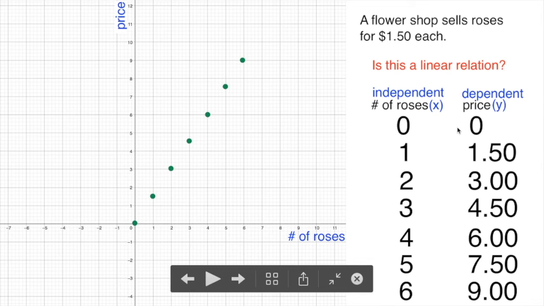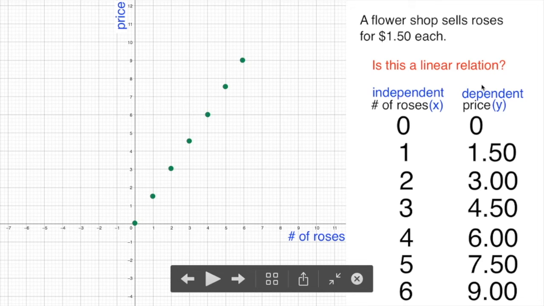Is this relationship linear? Well, what makes it linear? It would be linear if every time we added one rose, the price goes up by the same amount. If that happens, it's a linear relation. If, however, we added one rose each time and the price increase was not the same, it's not linear. So that's what makes it linear: if the y variable, the dependent variable, increases by a constant rate.